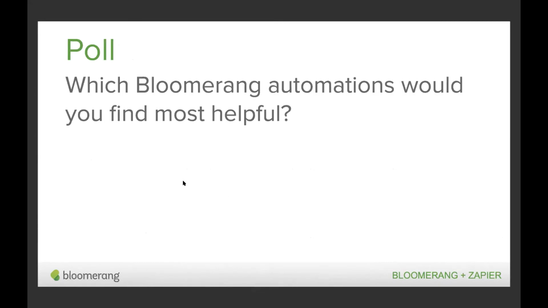So let's go ahead and take a minute to think about and get a little bit of feedback on which automations you feel like you would find most helpful. So Diana's gone ahead and launched a poll. Let us know. You can select as many as apply. Which automations you would find most helpful. We have Eventbrite, PayPal, G Suite, Office 365, MailChimp, or if you select other, please specify in the chat what other types of automations you would find most helpful for your organization.